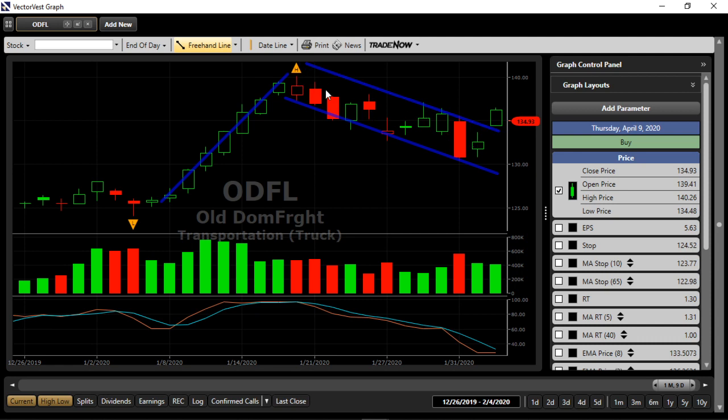The flag itself creates a rectangle, an angling down rectangle, where you get this period of consolidation. Buyers are trying to push the price higher at the lower trend line. Sellers are trying to push the price lower at the upper trend line. How do I know that? Look at the wicks, guys. Look at the lows and the highs at each trend line, right?